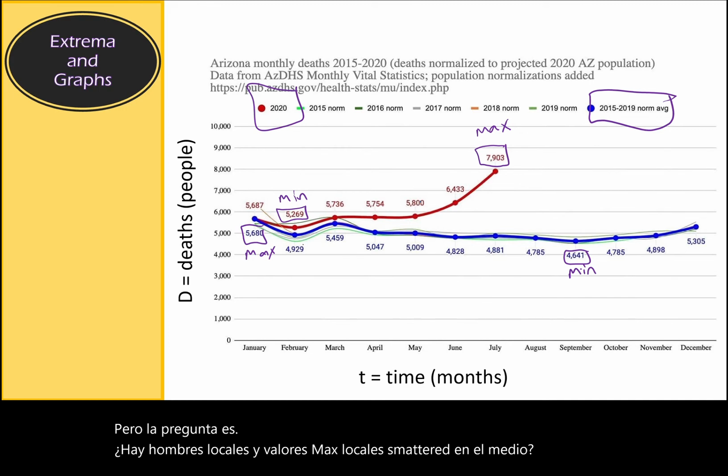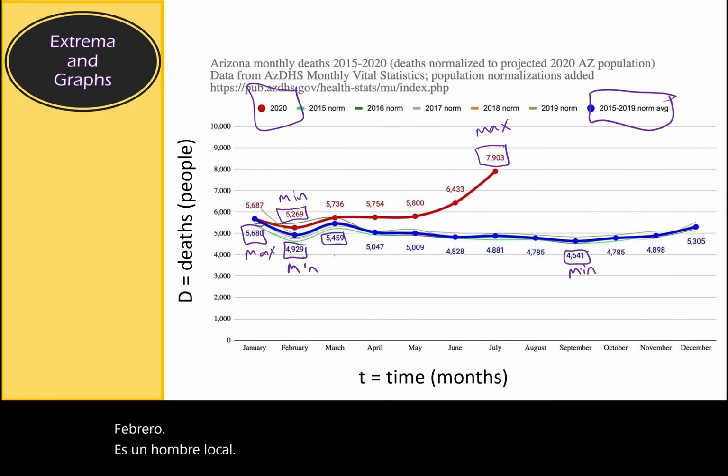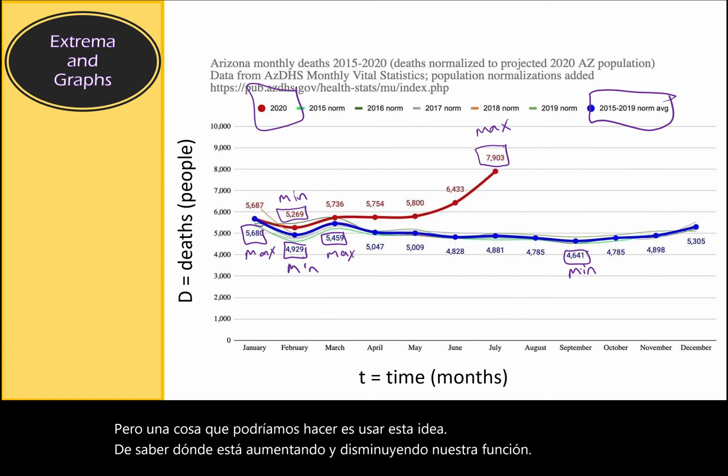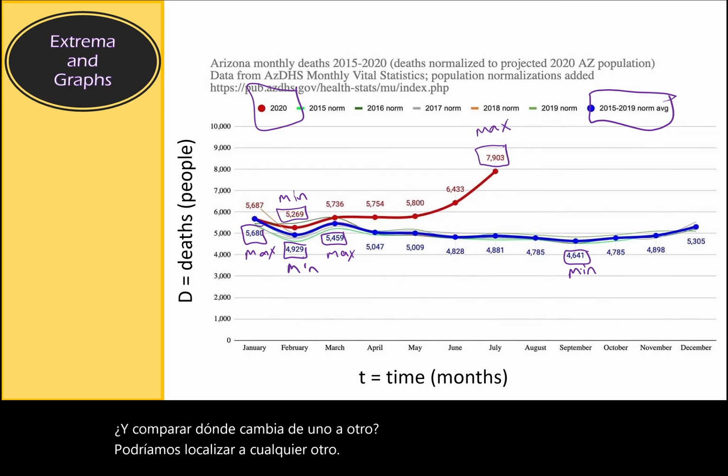We can see February is a local min, March is a local max, and outside of that, it's hard to tell. But one thing we could do is use this idea of knowing where our function is increasing and decreasing and comparing where it changes from one to the other. We might be able to locate any other extrema that exist.